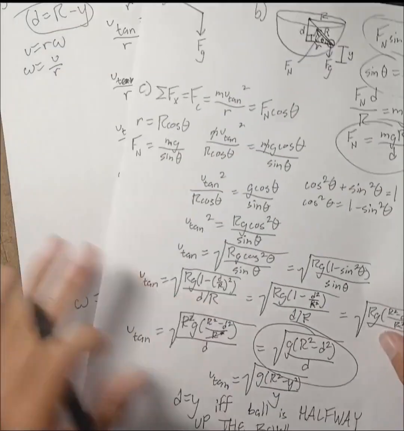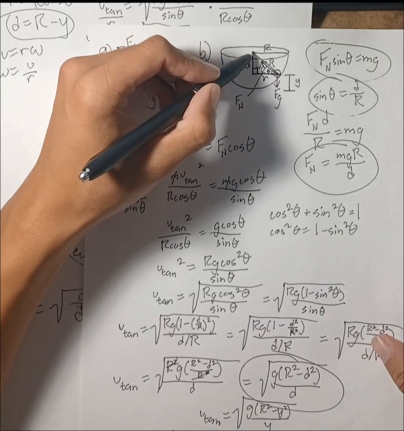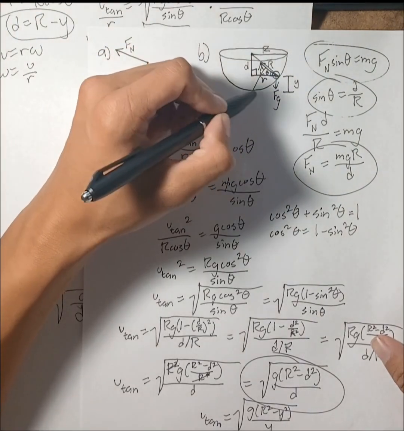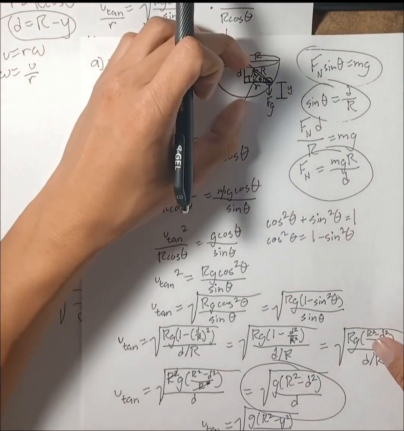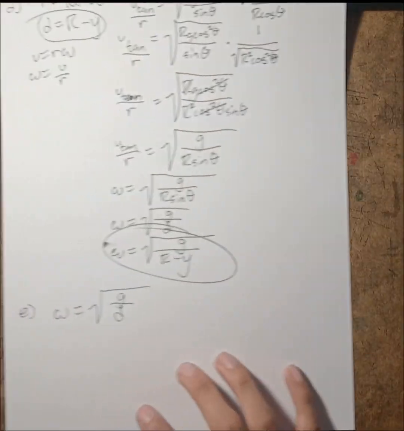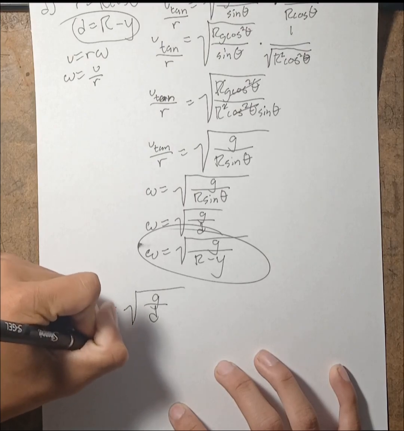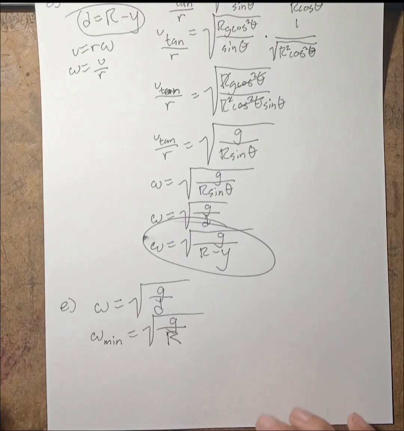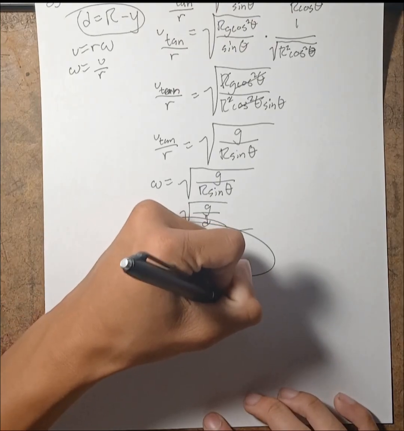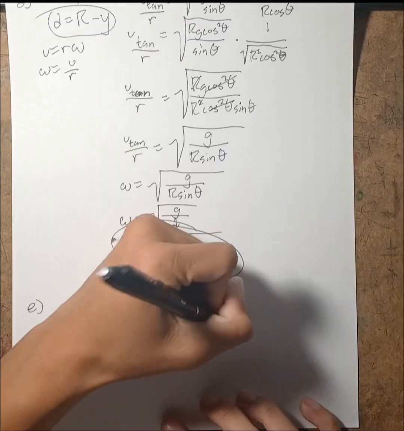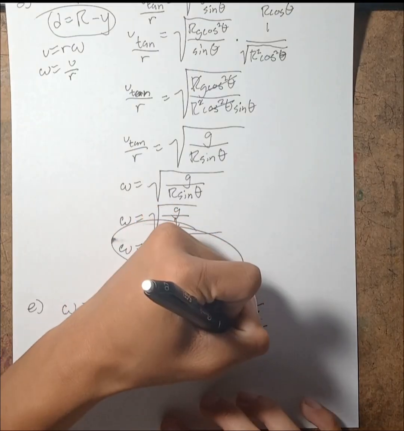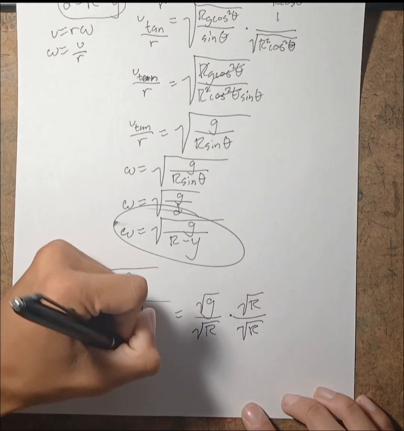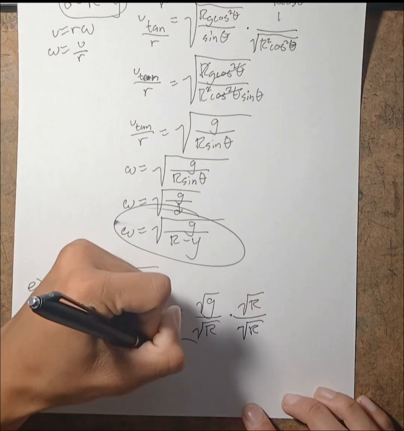And what's the biggest that this distance here from the top of the bowl to the ball could be? R. If the ball is at the bottom of the bowl, it can't go any lower. D cannot get any bigger. And so omega minimum will be the square root of g over big R, like that. And then we can split up that square root like this, and then rationalize it by multiplying it by square root of big R over square root of big R. And then we get square root of big R g over R.